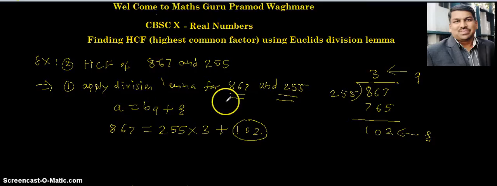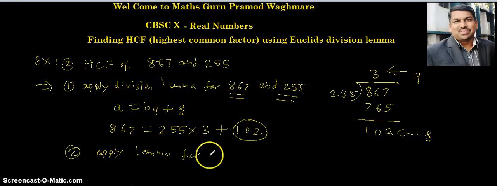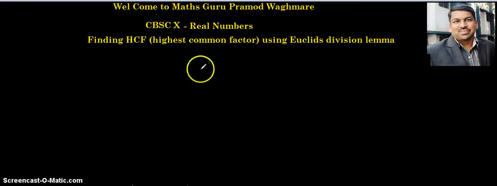That means we are not getting SCF here. So next step is, now apply lemma for 255 and 102. To apply lemma for 255 and 102 means we have to divide 255 by 102. So let us divide 255 by 102, because 255 is greater than 102.